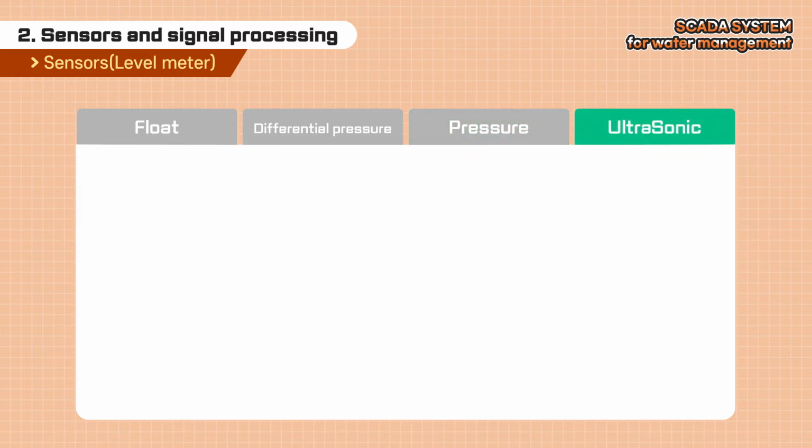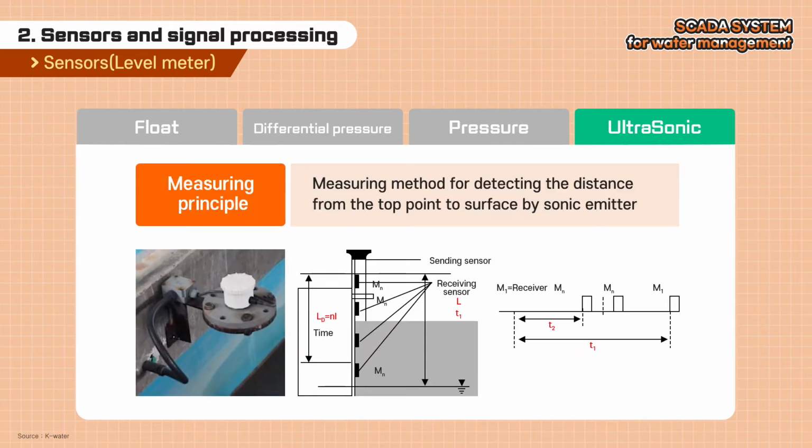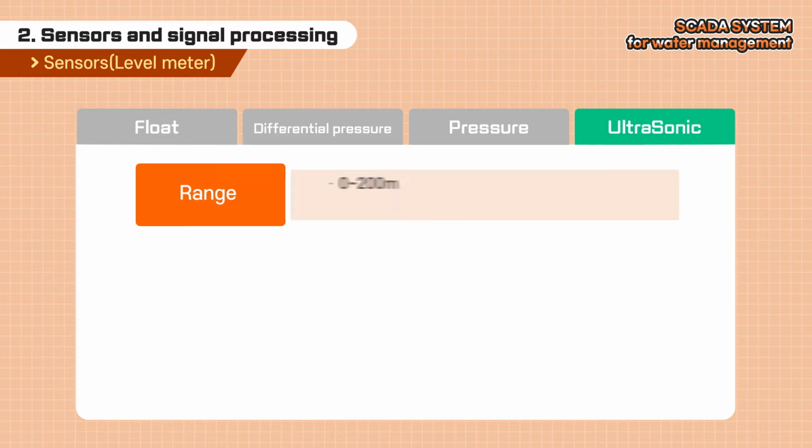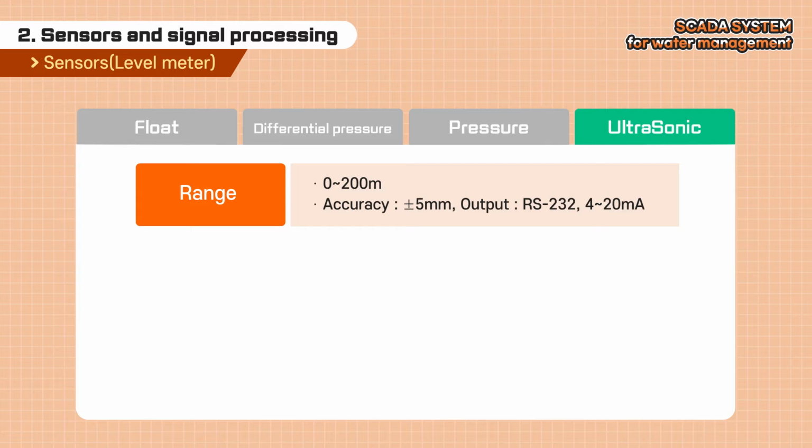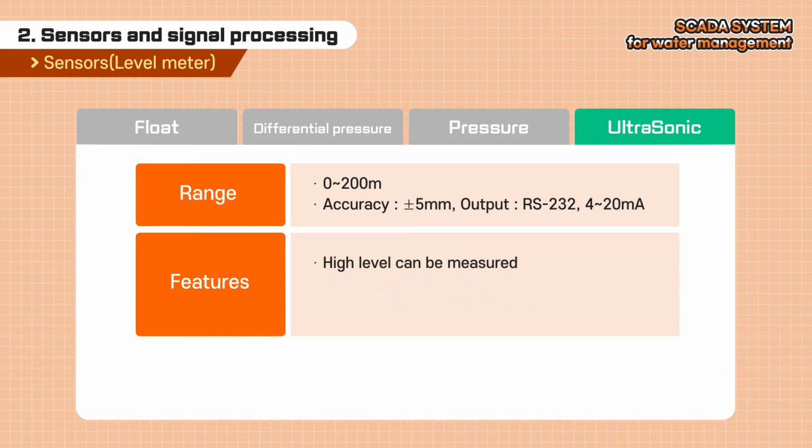The measuring principle of an ultrasonic level meter is to measure the ultrasonic signal of the height difference between the floor and the top of the facility and convert it into an electromagnetic signal to measure the water level. The range can be set at 0 to 15 meters, and the analog output is used for the signal output. The ultrasonic level meter can measure high water levels and needs sonic receivers and waveguides.